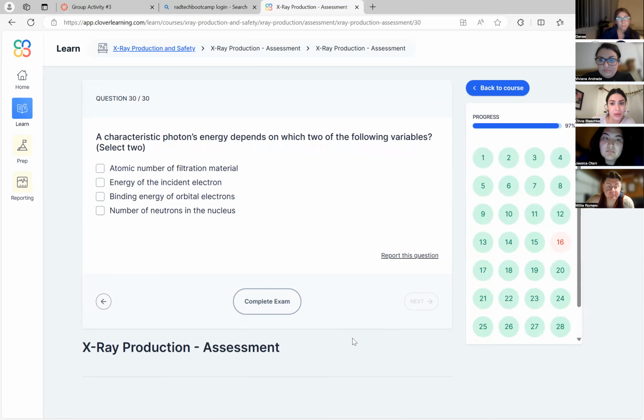And then Willie, you'll be last for question 30. Characteristic photon's energy depends on which two of the following variables? It is the energy of the incident electron and the binding energy of orbital electrons.